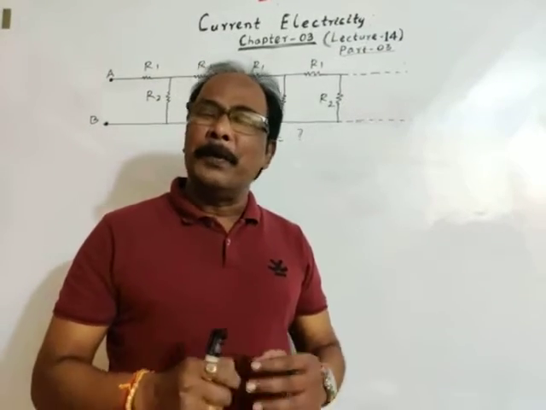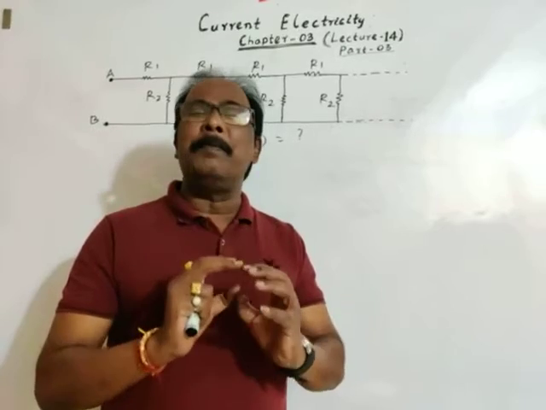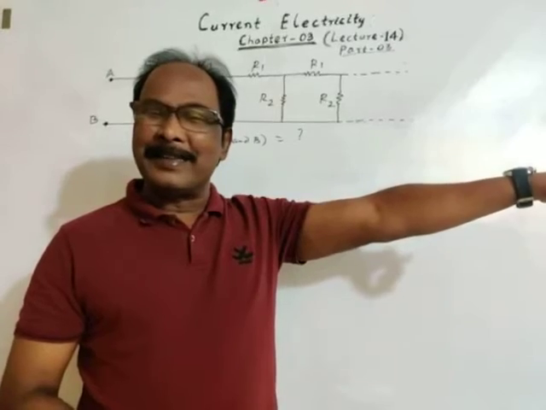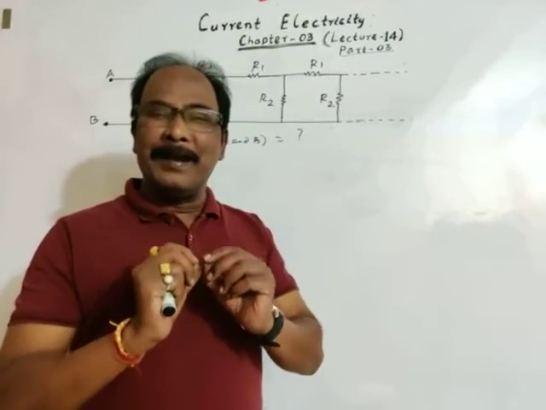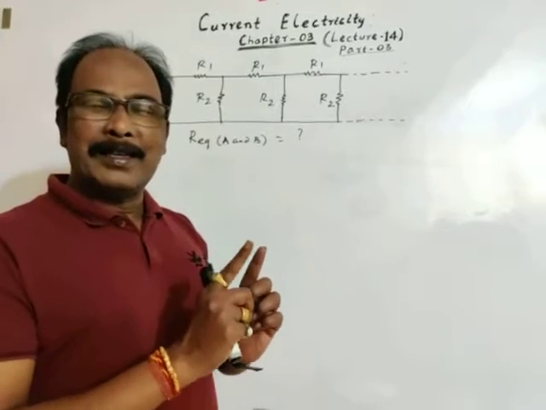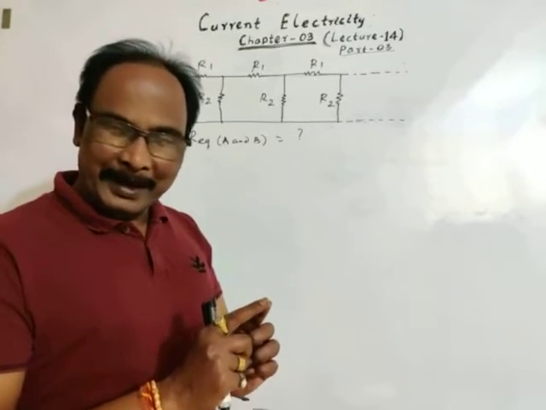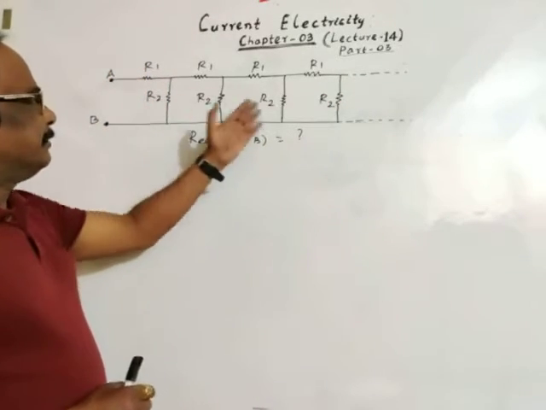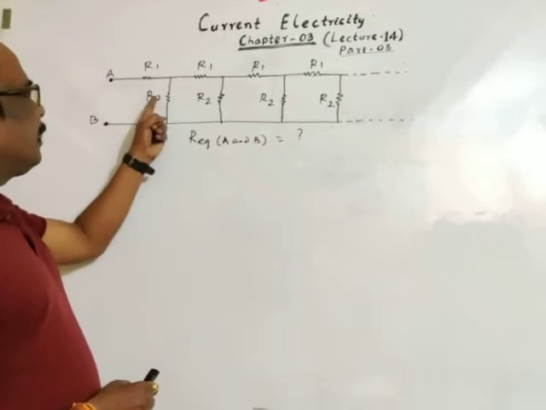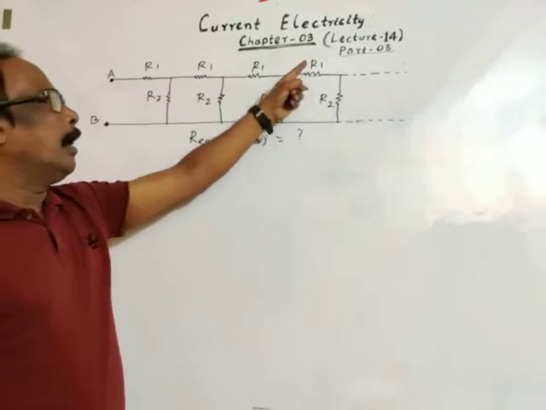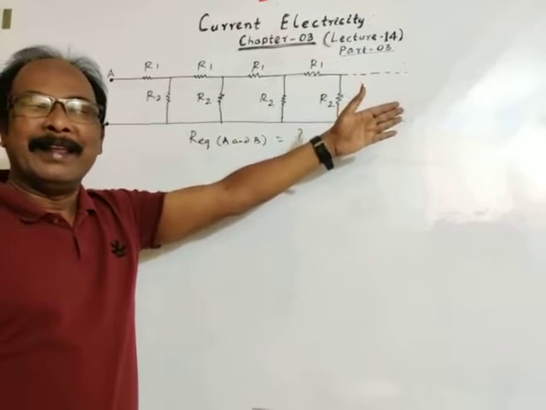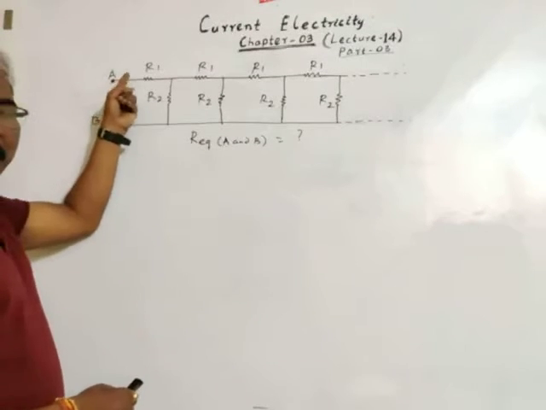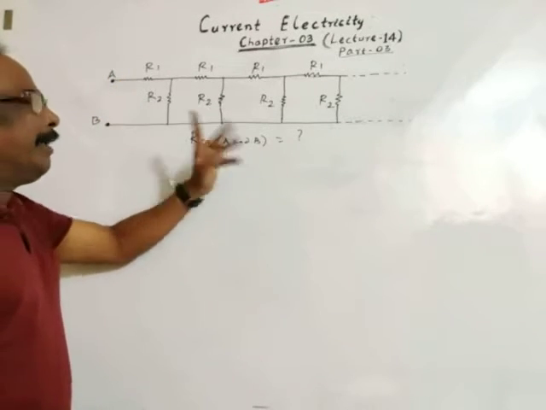In this lecture, we will discuss how to find equivalent resistance in infinite series of resistors. I have already represented a circuit, a network of resistors R1, R2, R1, R2, R1, R2, R1, R2 up to infinity. We have to find equivalent resistance between A and B.